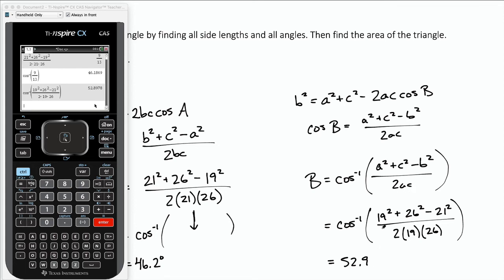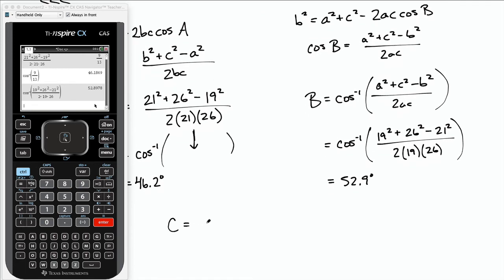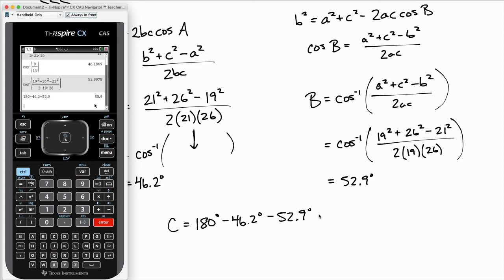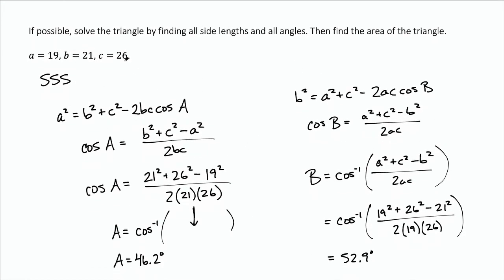And of course, now we have angles A and B. We can get angle C by subtracting those two from 180. So 180 minus 46.2 minus 52.9 degrees gives us about 80.9 degrees. And so we've solved our triangle now. We have all three angles and, of course, the three sides that were originally given.